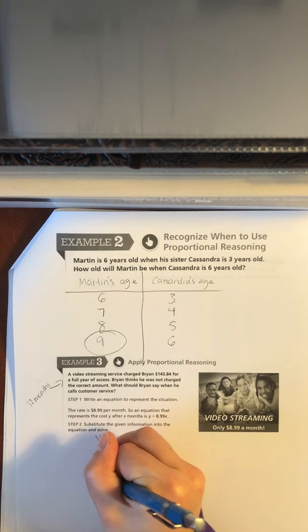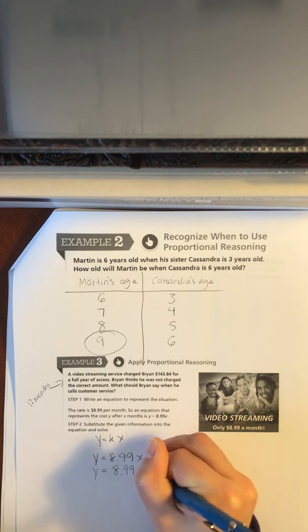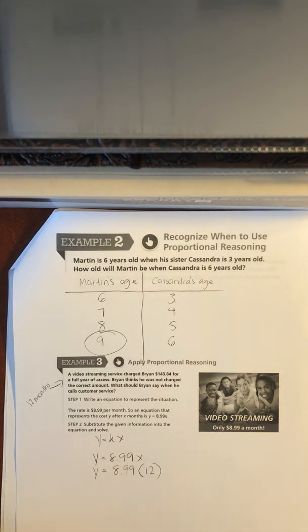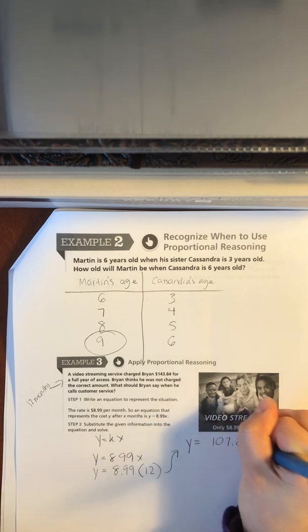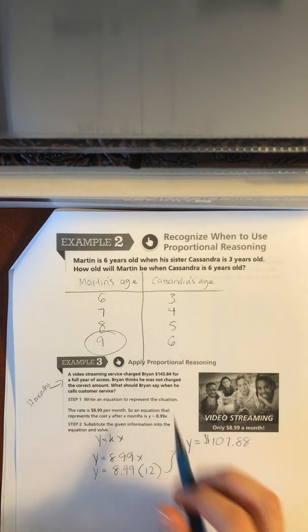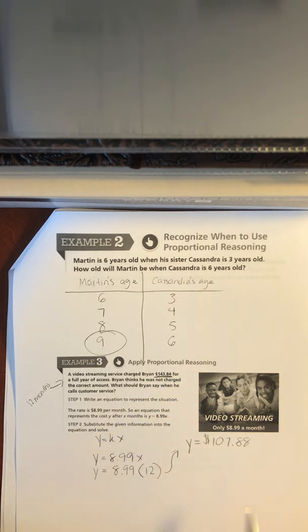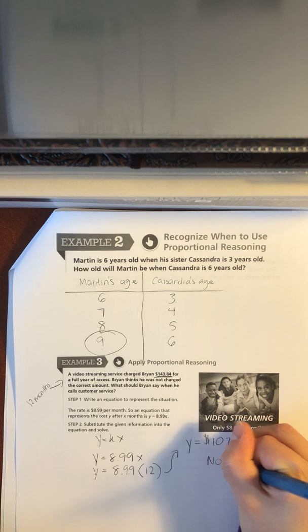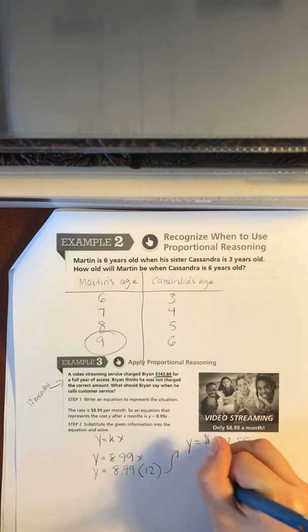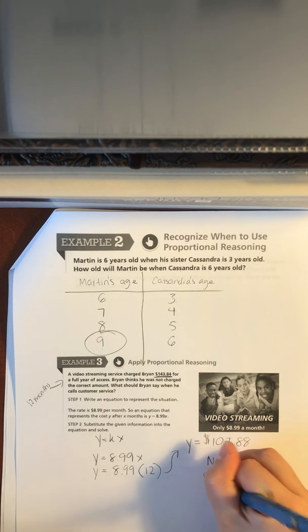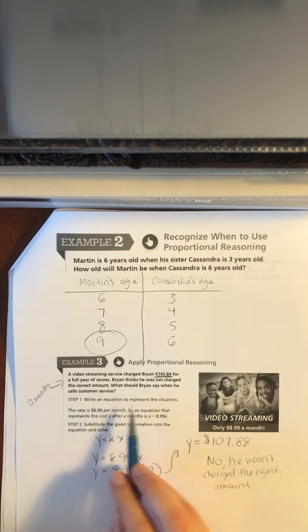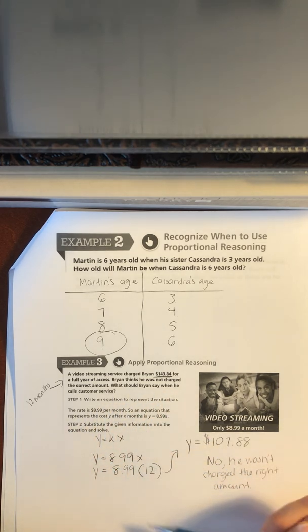So let's figure out how much he should be paying for a full year. That would be 12 months, right? So we're doing 8.99 times 12. And when you do that, you get y equals $107.88. But he was charged $143.84. So no, he wasn't charged the right amount. What should Brian say when he calls customer service? Well, $8.99 per month times 12 months, I should have been charged this much. Okay?